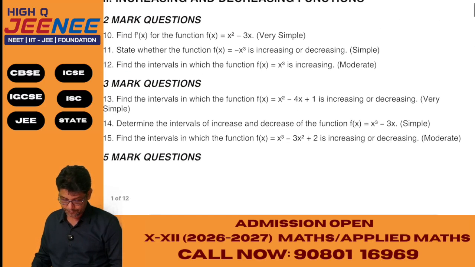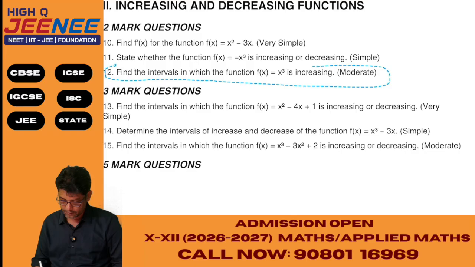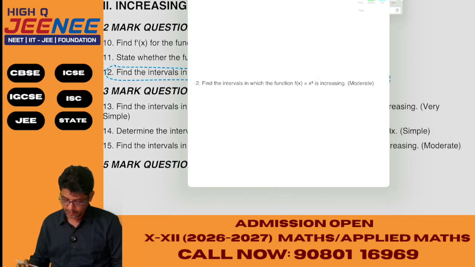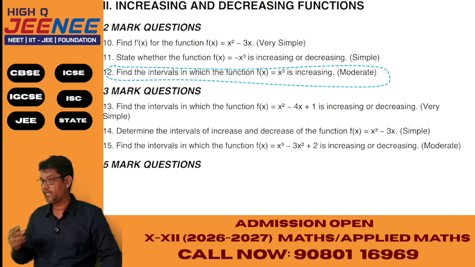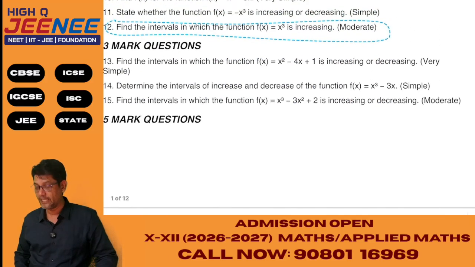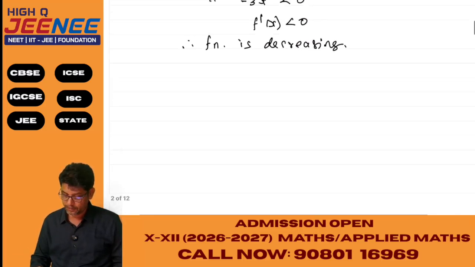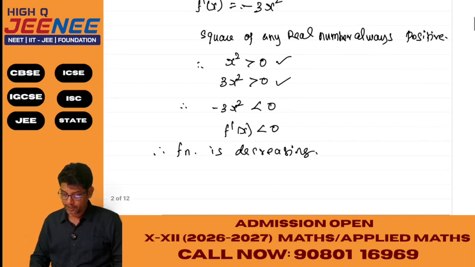Third question. Find the intervals in which the function f of x is x cube plus x cube is always increasing. Can you do this on your own? The question is they ask you to find the interval. Okay, they ask you to find the interval in which it is always positive. Yes. Now look at this.